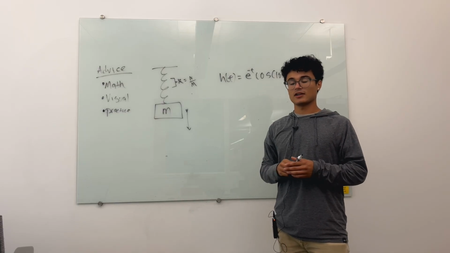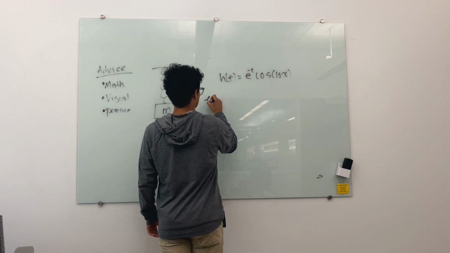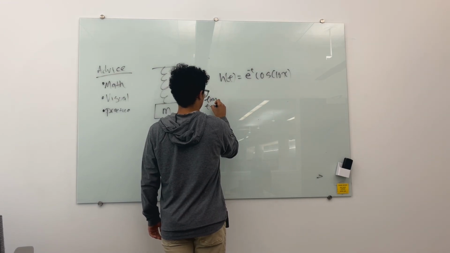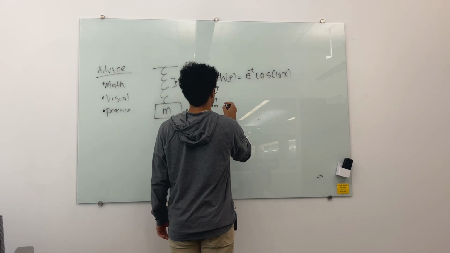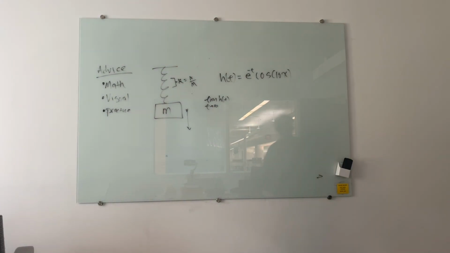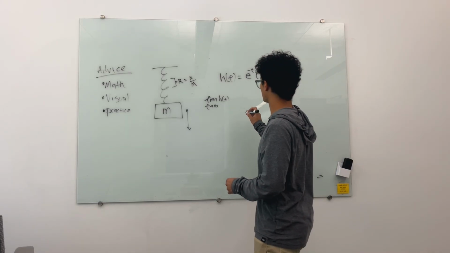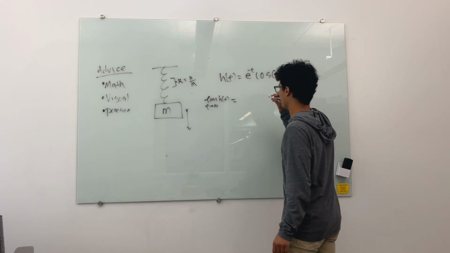So let's try to solve a limit with this function. What happens to the spring, or the motion of the spring, as t approaches infinity? As t approaches infinity, what happens?